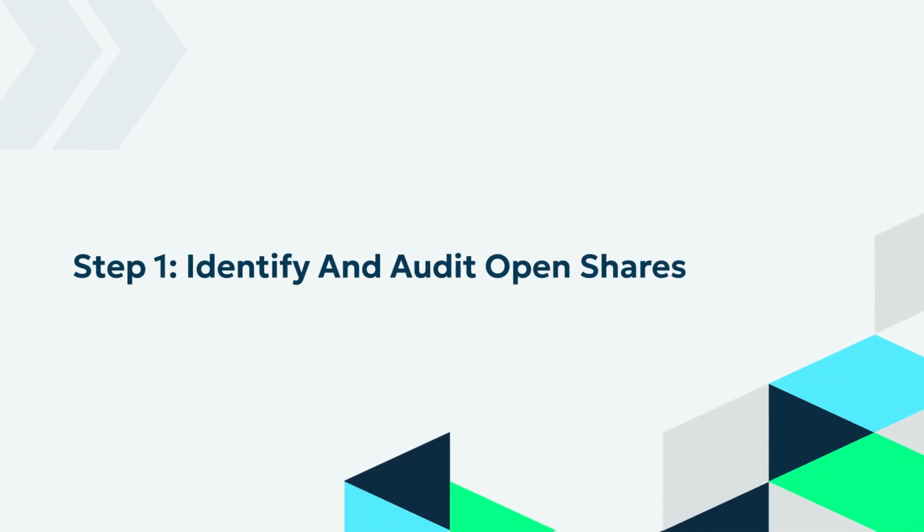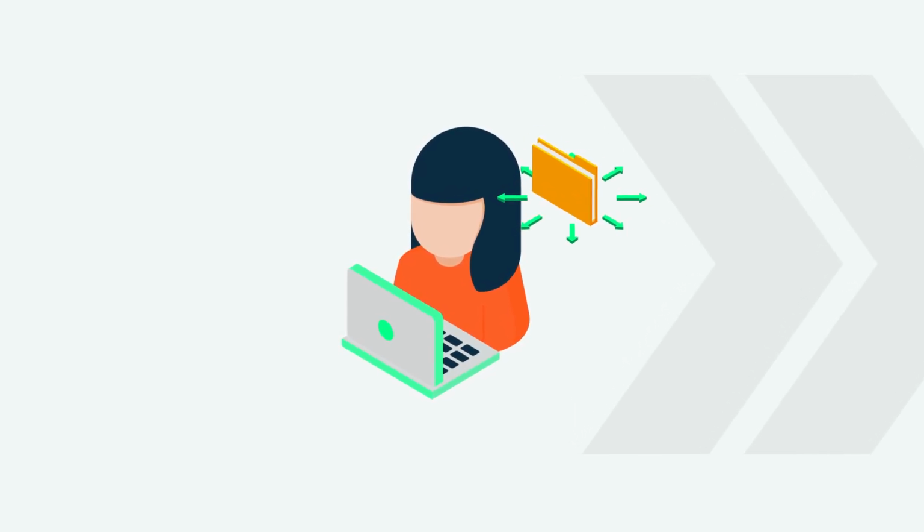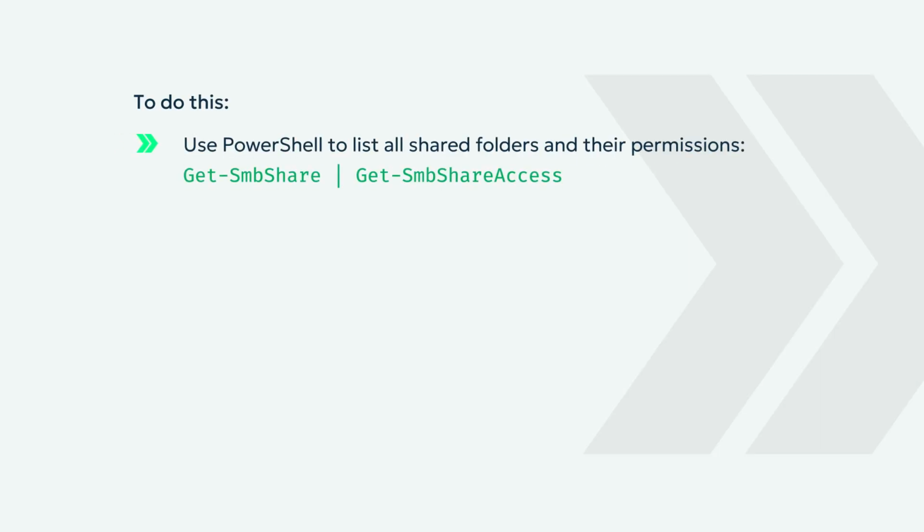Step 1. Identify and audit open shares. Start by understanding what you're working with. First, run an audit of your open shares to identify which folders have broad access, who can access them, and how risky they are. To do this, use PowerShell to list all shared folders and their permissions.